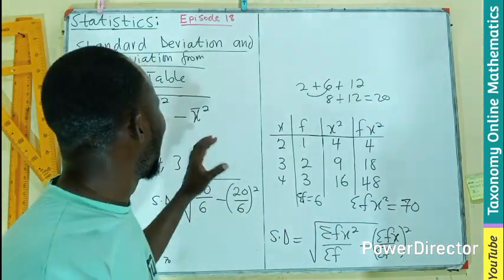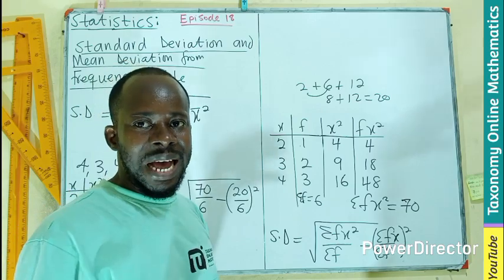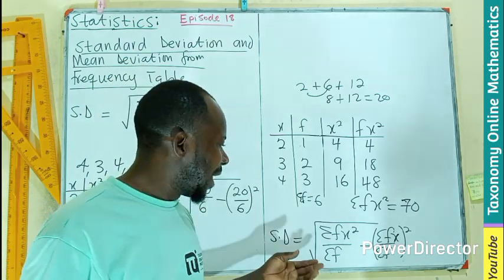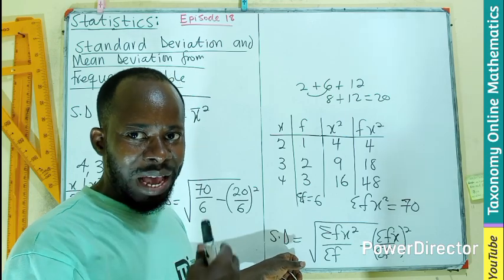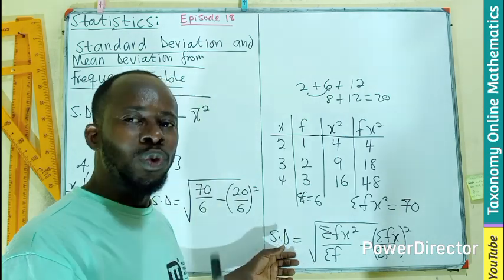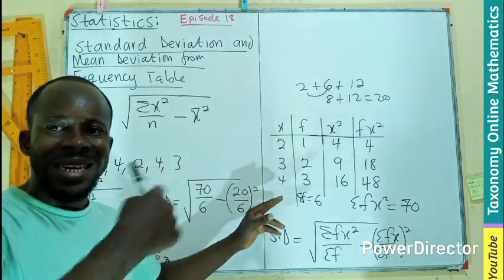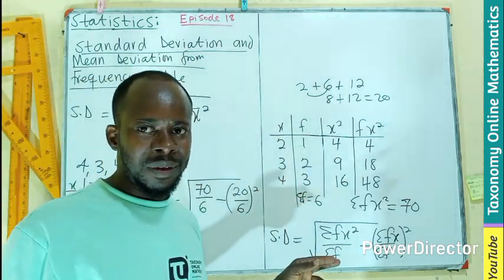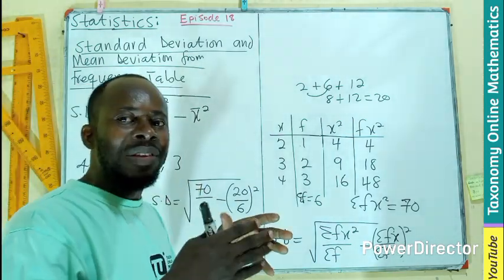So if we are dealing with a frequency distribution table, the standard deviation formula is going to be quoted like this. Sometimes we say there are so many formulas, which one am I going to use? This one is used when we have repetition in the data set. You can use the earlier formula when the numbers are not repeating that much.